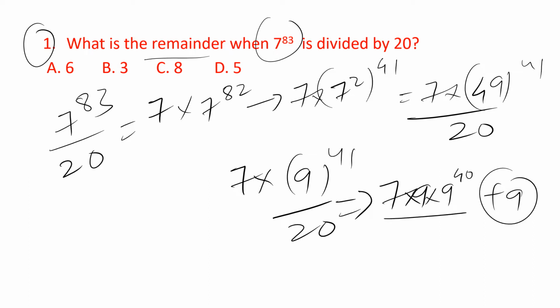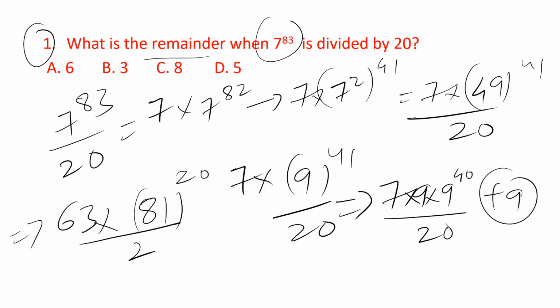Can I write it like this? Yes, 9 power 40, and separately I have written 9. So 63 into 9 power 40, where 9 square is 81, so 81 to the power 20 divided by 20. I think we are done, guys. When 81 is divided by 20, the remainder is 1.